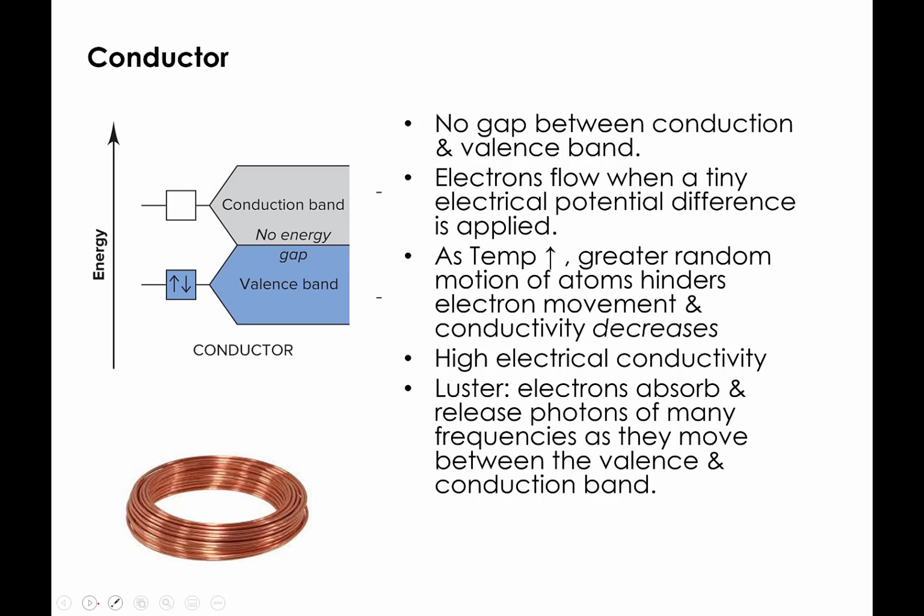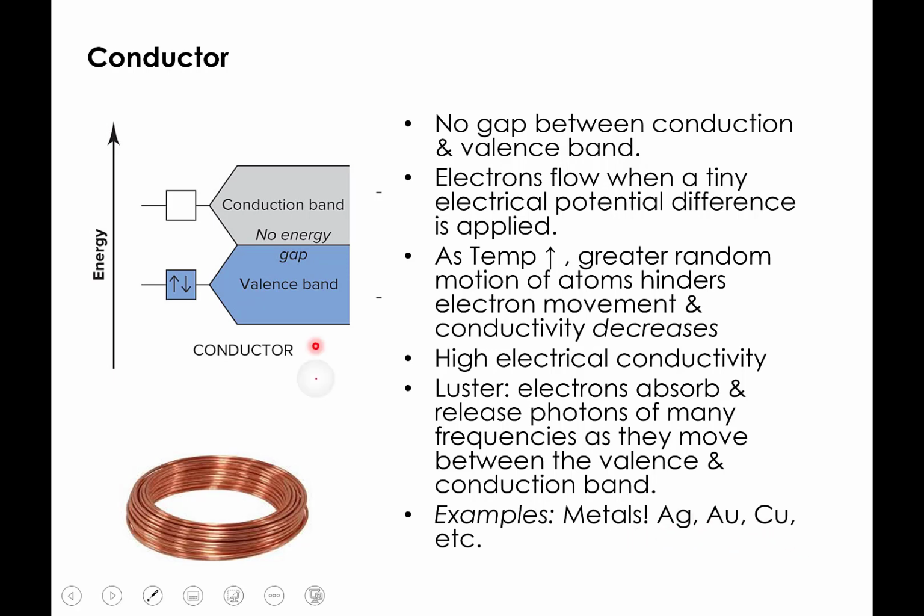So luster is this shiny property that we associate with metals, and this is just because we have so many energy levels that are so close together in energy. So electrons can be excited by absorbing photons, and photons can also be reflected off. And this is what gives metals this luster property. Some examples of conductors are metals such as silver, gold, copper, etc.